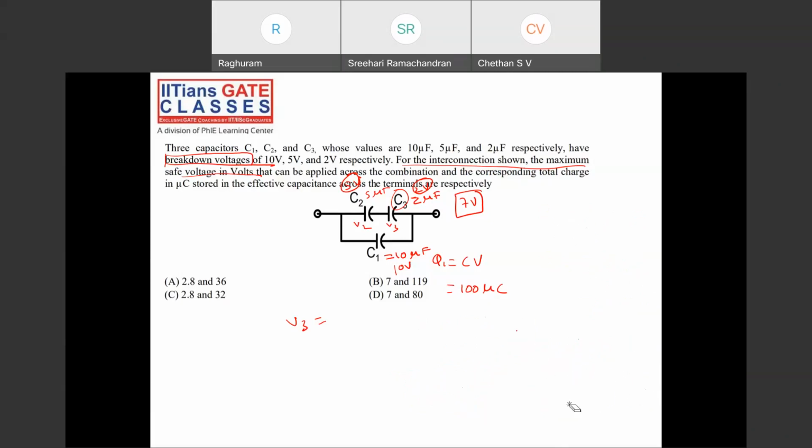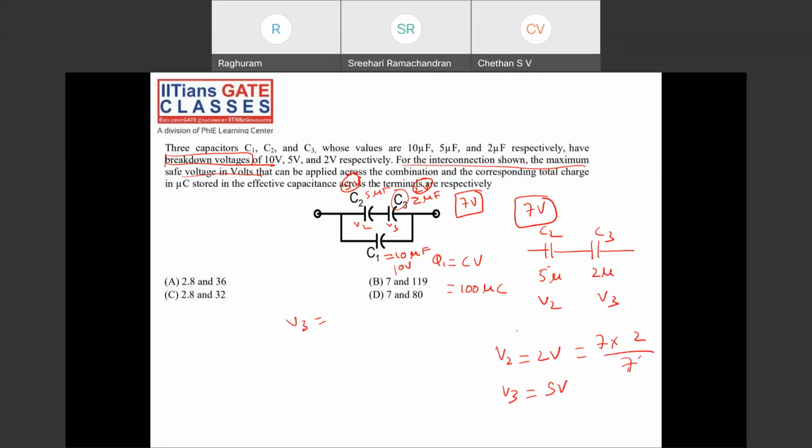Okay, look here, everyone. If I take 7 volts that can be applied to C2 and C3, which are 5 microfarads and 2 microfarads. So tell me what is V2 and V3? V2 will be 2 volts, V3 will be 5 volts, right? 7 into 2 by 7, which is 2 volts. 7 into 5 by 7, which is 5 volts, right?